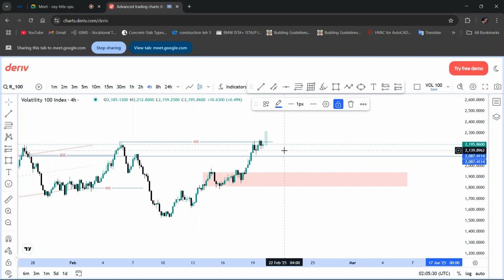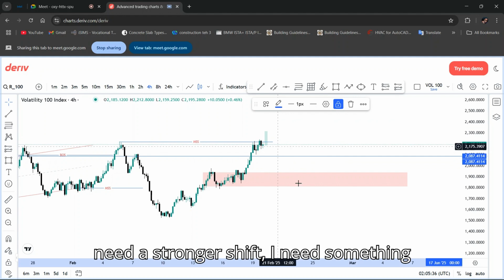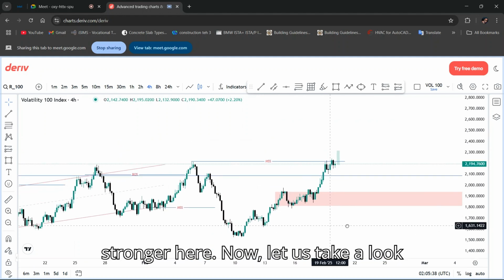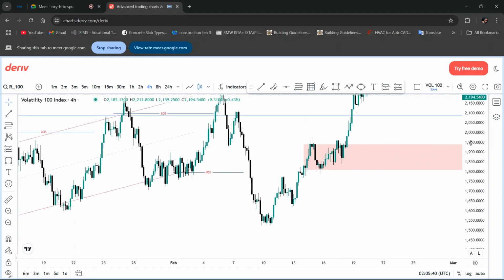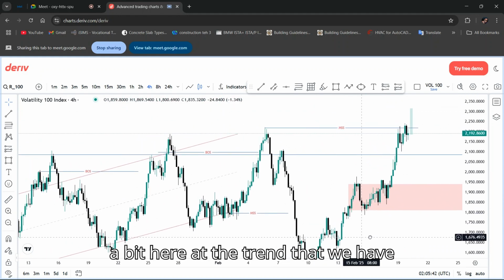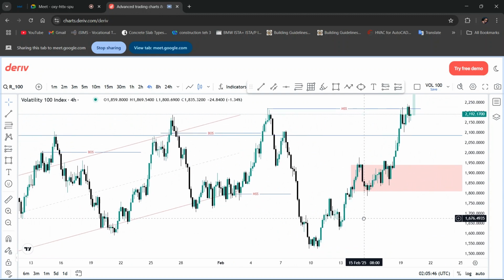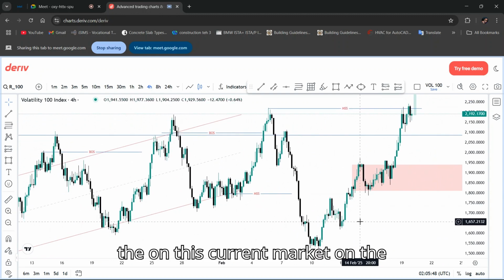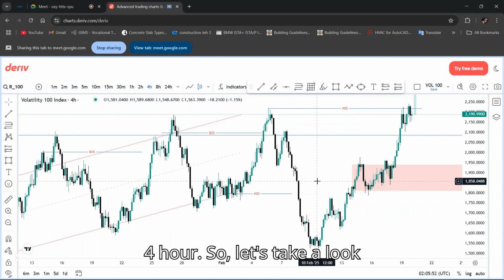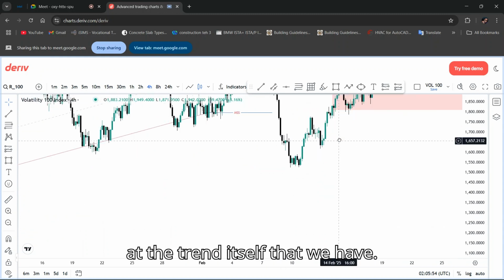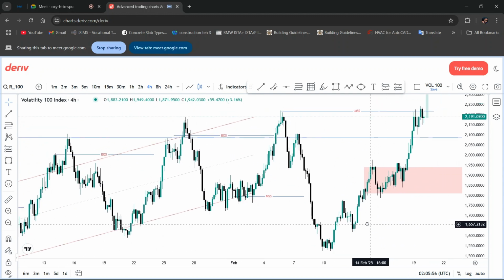However, I need a stronger shift. I need something stronger here. Now let us take a look a bit here at the trend that we have on this current market on the 4 hour. So let's take a look at the trend itself that we have.